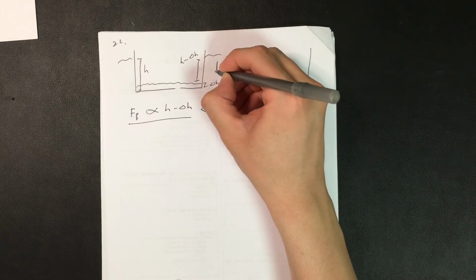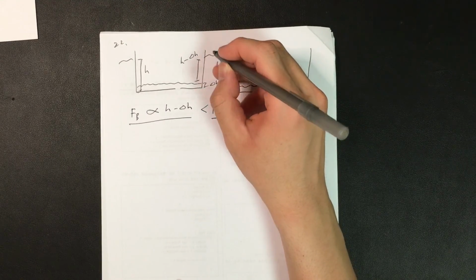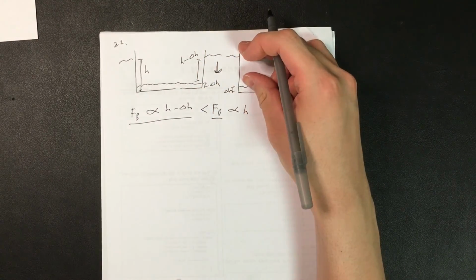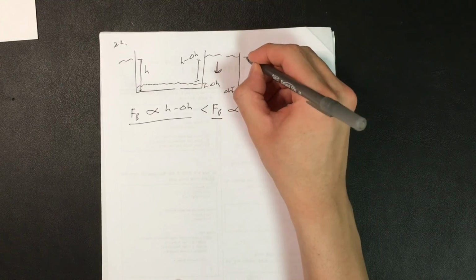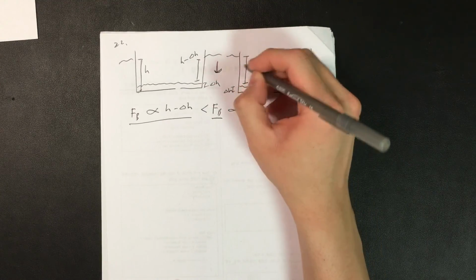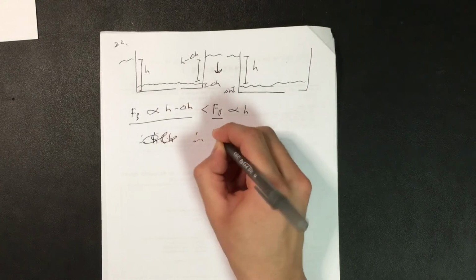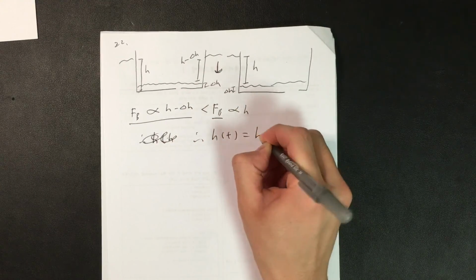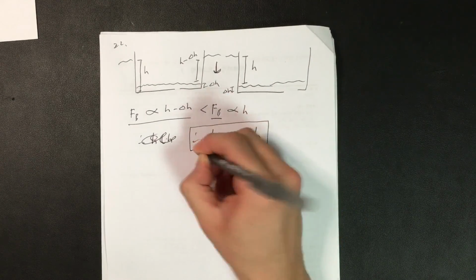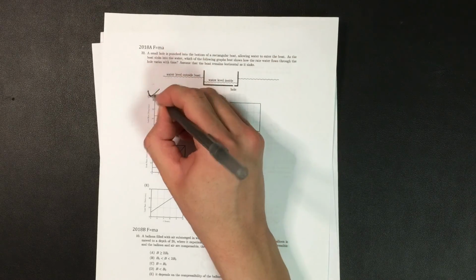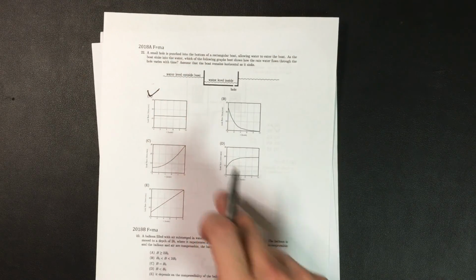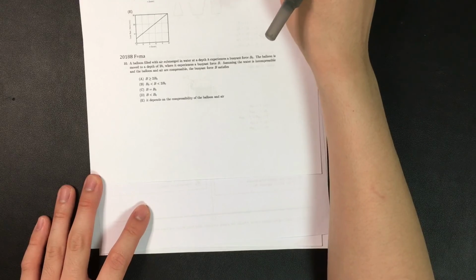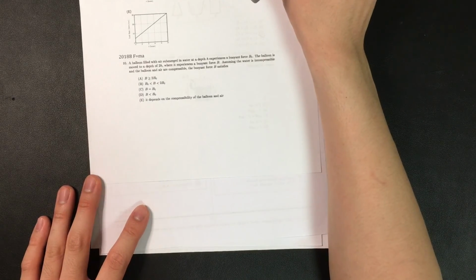And therefore, since the net force is going to point downward, the boat is going to descend by a level delta h to establish a constant height difference of h. Therefore, the height difference as a function of time would just be constant. And looking at the options, A best represents our calculation. And the final question is from 2018 B, question 10.